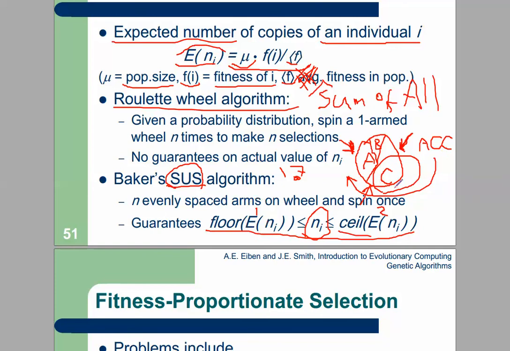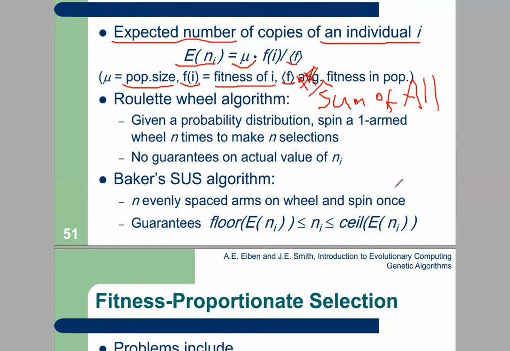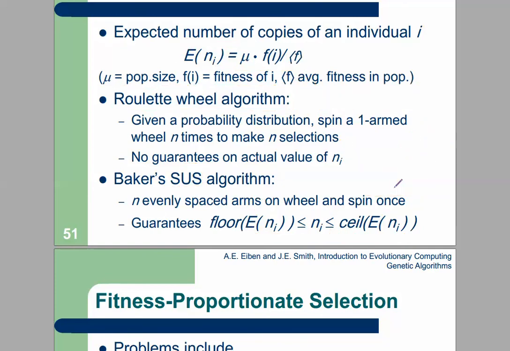It is named SUS. But in RWS, or roulette wheel selection, N_i is 0 for all elements, and it is N, all of the elements.